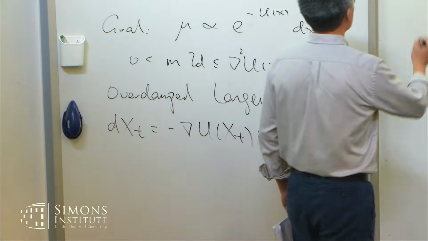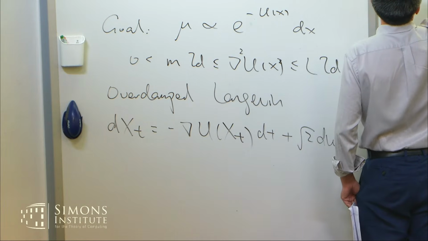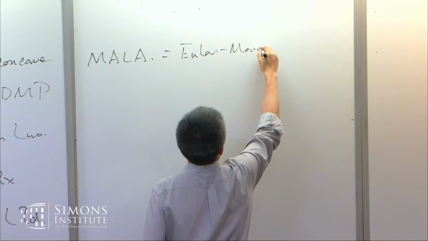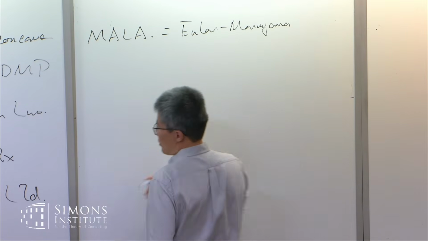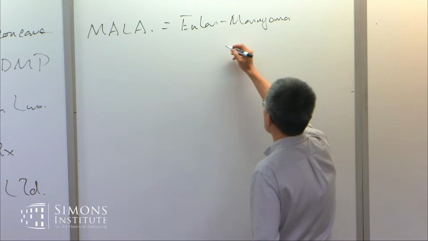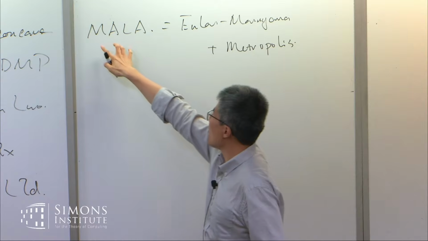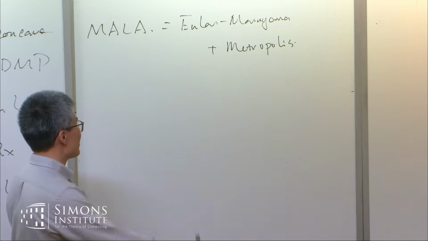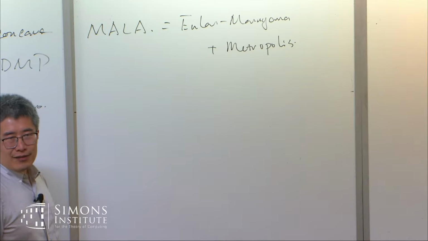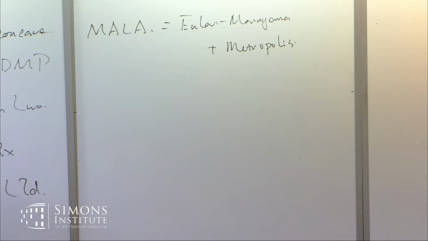That leads to the so-called MALA algorithm, which is essentially the Euler-Maruyama discretization of this overdamped SDE plus a Metropolis correction step. That's where the MA comes from: Metropolis-adjusted Langevin algorithm. The question we want to ask today is: what is the complexity of such algorithms to produce a sample that is approximately distributed according to mu, up to, say, TV error epsilon? I hope the setup is clear.